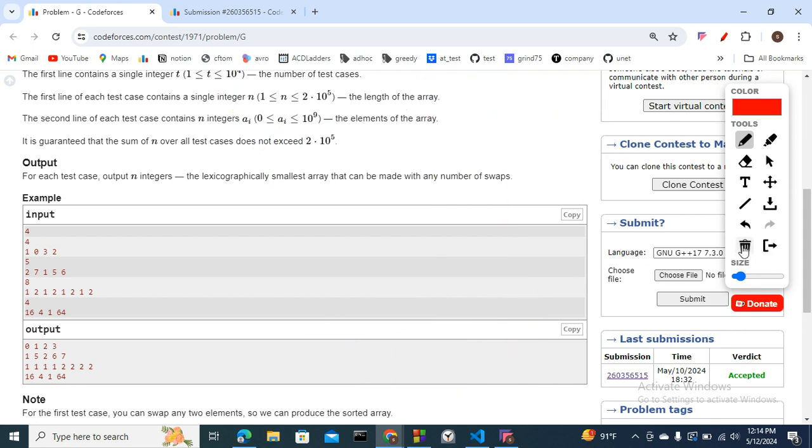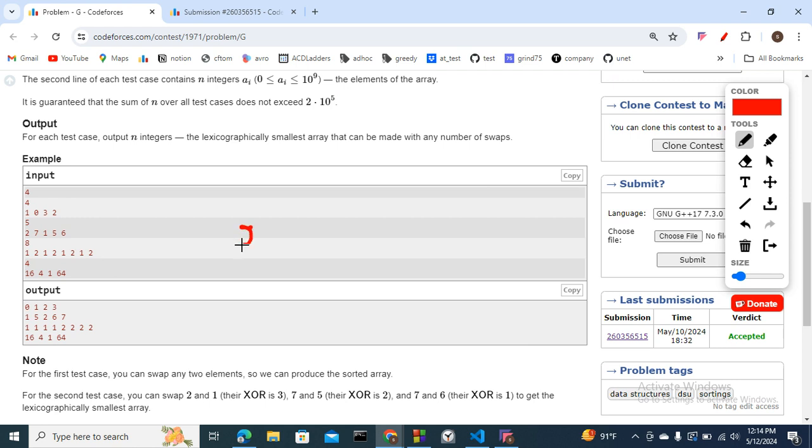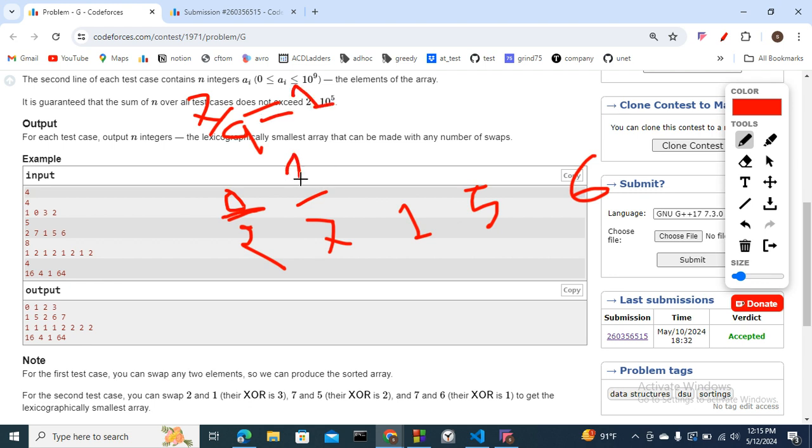Let's see an example: 2, 7, 1, 5, 6. The group number of 2 is 0. For 7, 7 by 4 equals 1, so the group number is 1. For 1, the group number is 0, as 1 by 4 equals 0. For 5, the group number is 1. For 6, again the group number is 1. So we can only swap elements between the same groups.